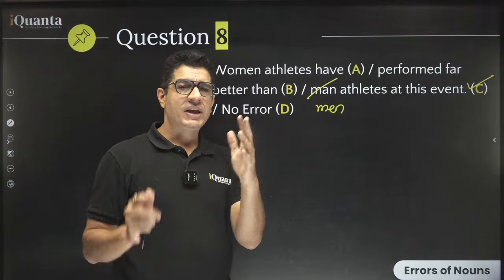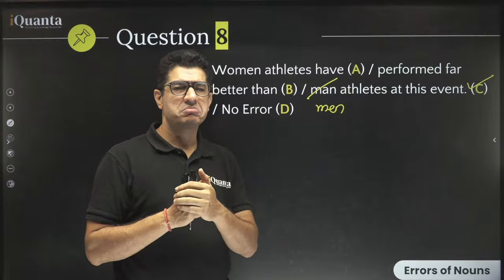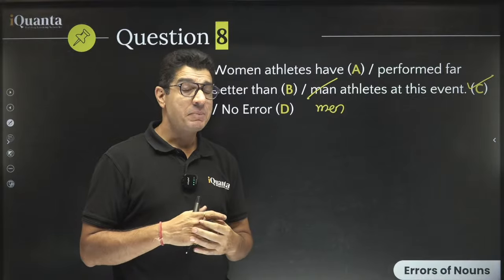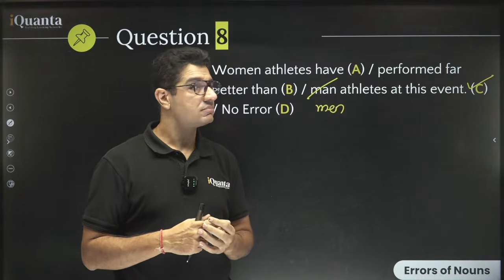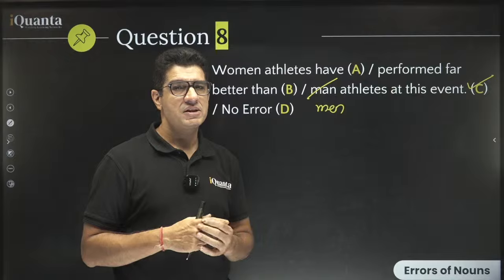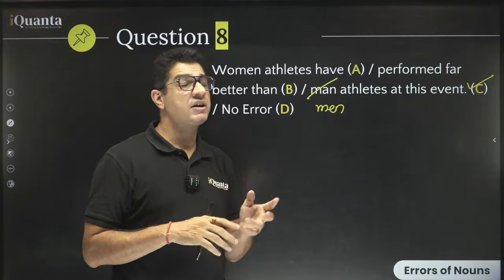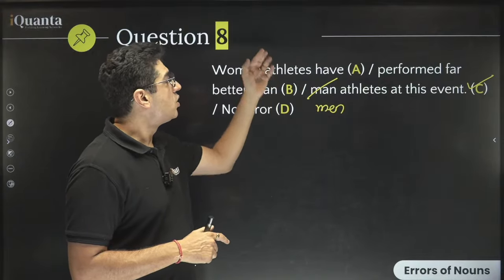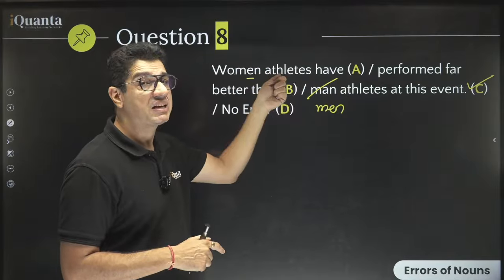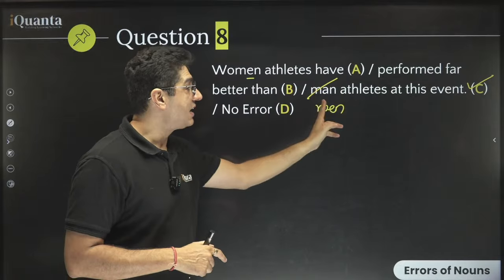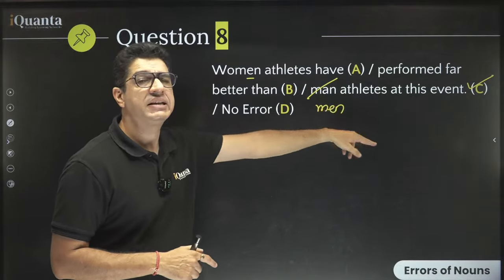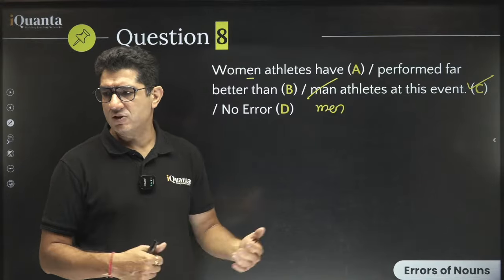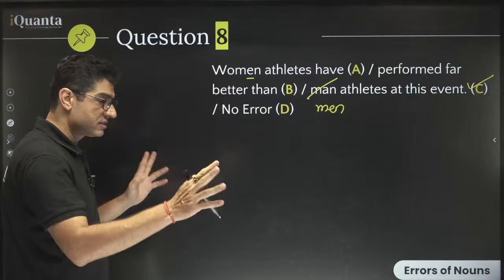Normally when you see a compound noun, it is the second part which is pluralized, except for compound nouns that happen to have man or woman in them, in which case both sides are pluralized. So you say woman athlete, the plural is women athletes. Man athlete, the plural is men athletes. So both sides need to be pluralized. These are more of exceptions, so I'm just covering it. So C is the correct answer.